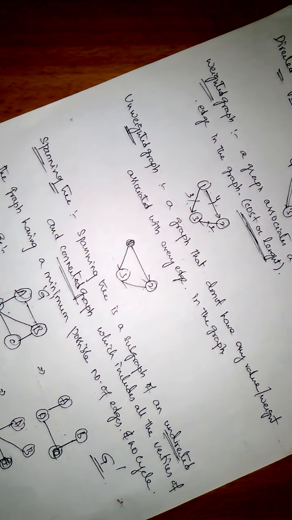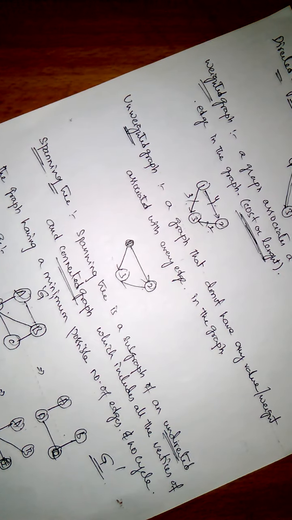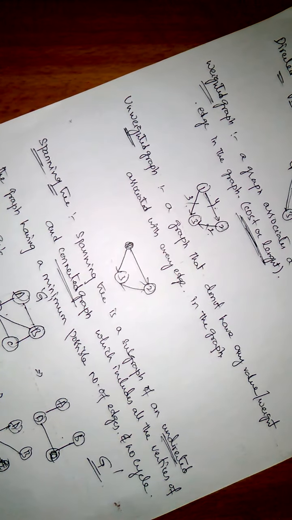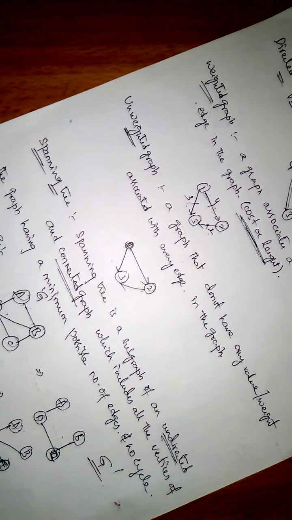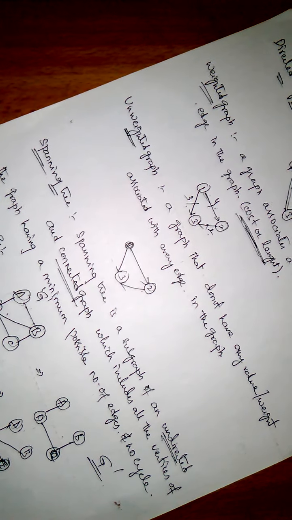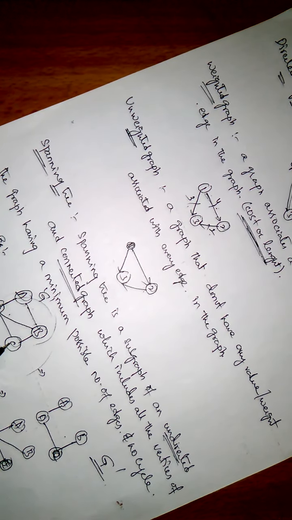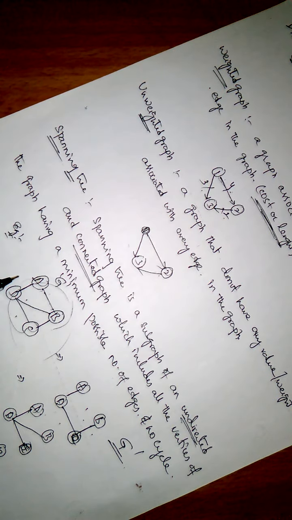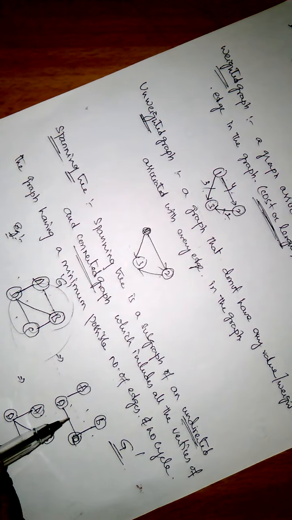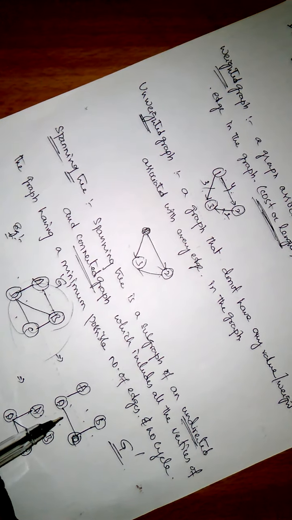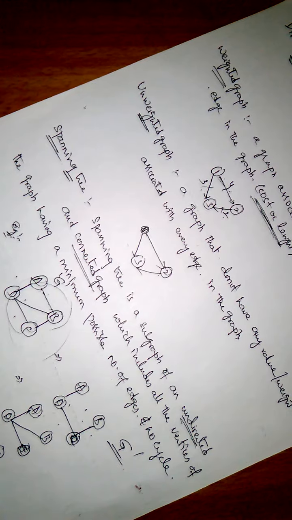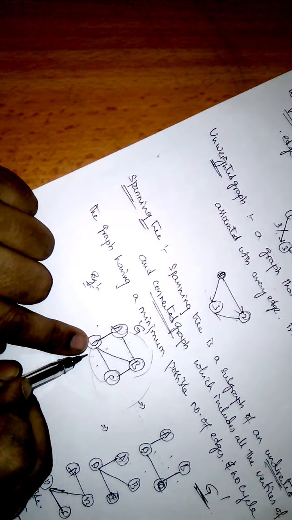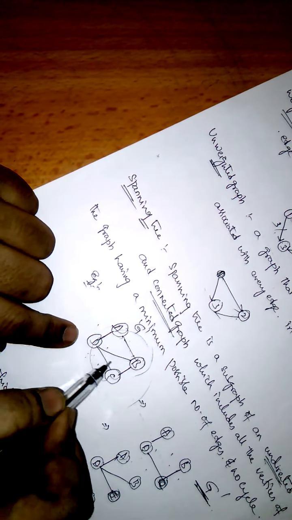What is a minimal spanning tree? A spanning tree is a subgraph of an undirected and connected graph where it includes all the vertices of graph G and the minimum number of edges and no cycle. Then we call it a spanning tree. Now G is a graph which is connected and undirected.